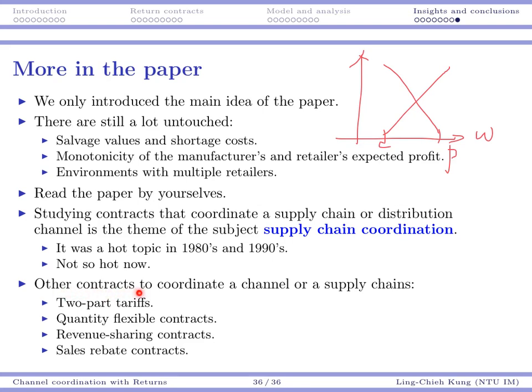There are other contracts that may coordinate a channel or a supply chain. To name a few: two-part tariffs, quantity flexible, revenue sharing, sales rebate, and so on. There are just a lot. In the lectures, we will discuss some of them to give you more ideas about how to give incentives, how to align incentives in a supply chain with different kinds of contracts.